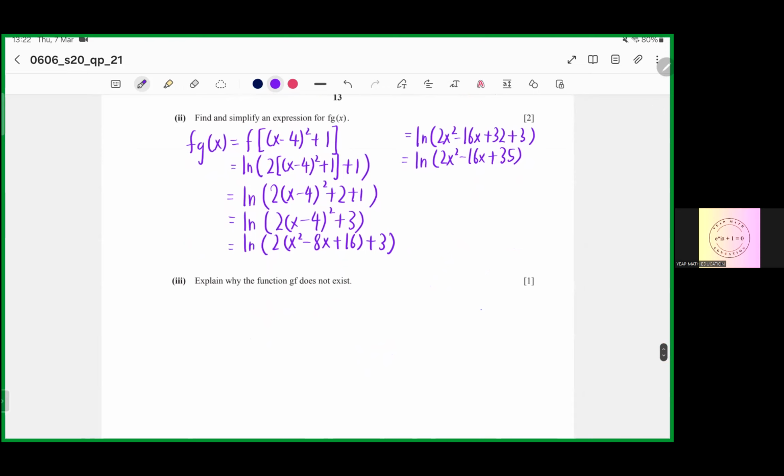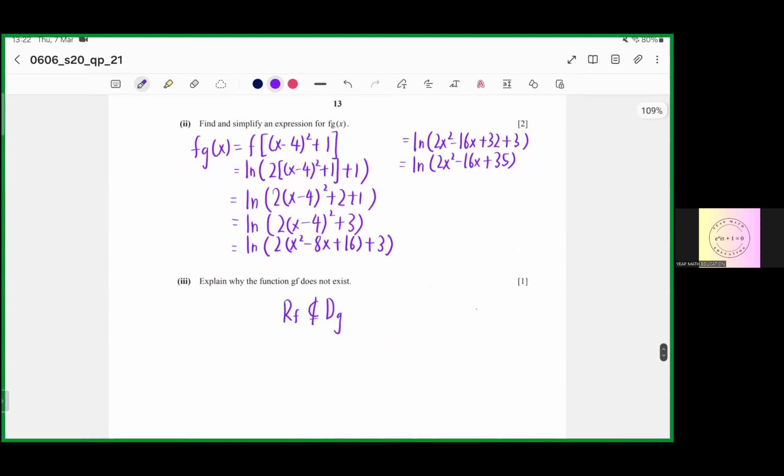Okay, now we continue. Explain why the function gf does not exist? Because the range of f is not a subset of the domain of g.